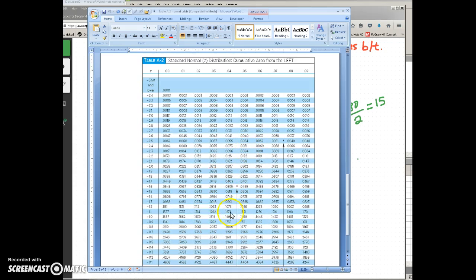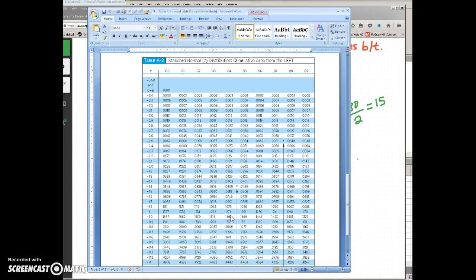So since I'm given the cumulative area, I'm looking for 0.1500 here in the middle. And if I can't find 0.1500, I want to find the number closest to it. So I'm choosing between 0.1515 and 0.1492. And so I want the one that's closest to it. In order to determine which one is closest, I basically just subtract each one. If I can't tell right off the bat which one is closest, I subtract each one from 0.1500 and see which one is closer to it. And so this one is closer to 0.1500.